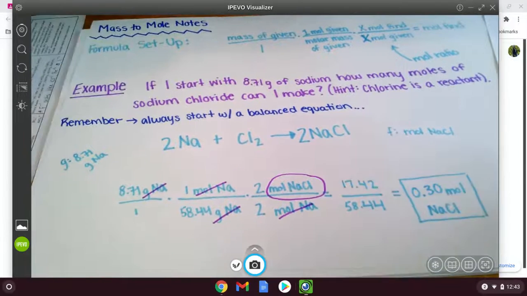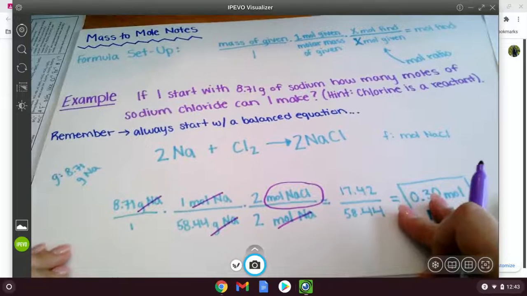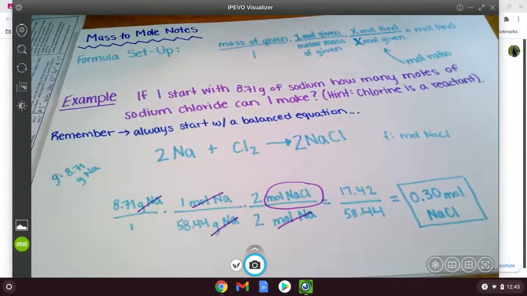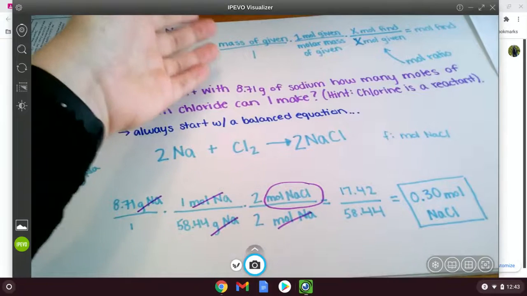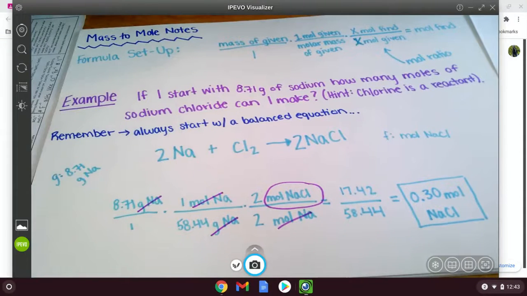So again, that was just one example of going from mass to moles. Remember, this setup will help you when you're trying to do these calculations. And hopefully we get this down good. All right.